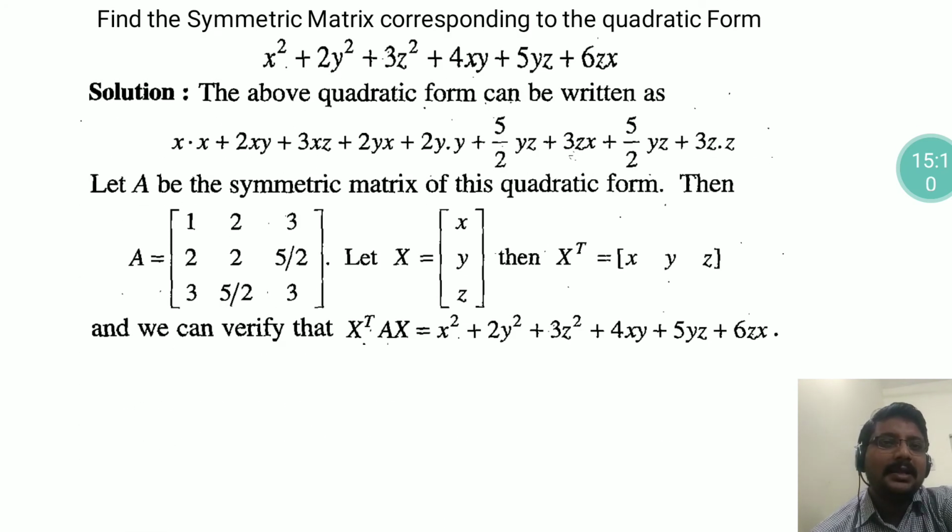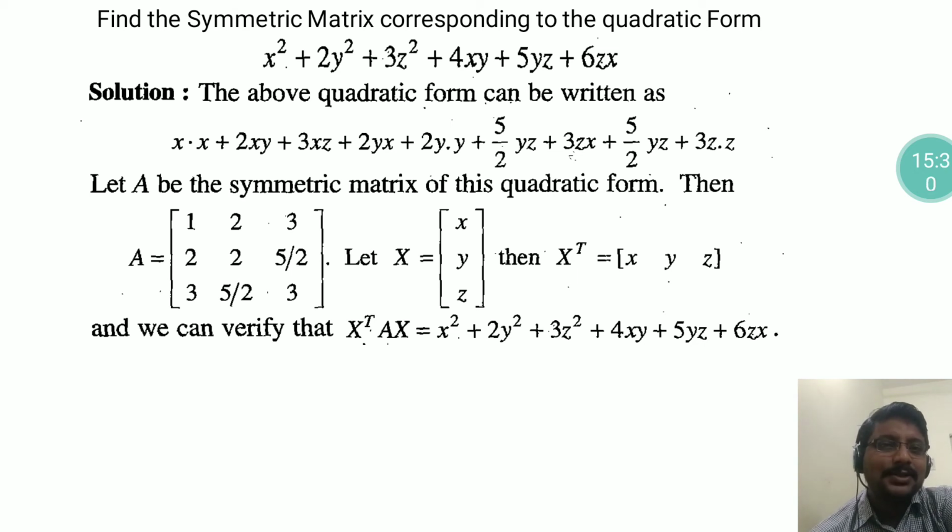Find the symmetric matrix corresponding to the quadratic form. So given the quadratic form, it can be split like this. x square can be written as x into x. 2y square can be written as 2y into y. 3z square can be written as 3z into z.